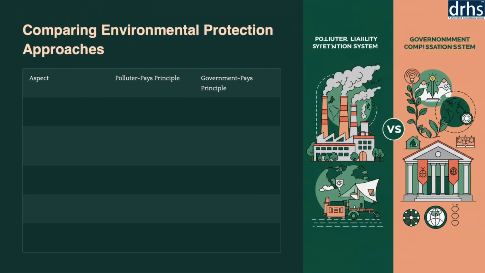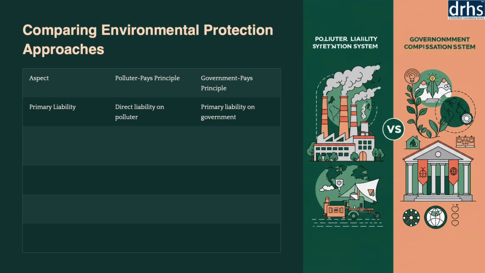Here we discuss comparing environmental protection approaches, with their aspects, for the Polluter-pay principle. The first aspect is related to primary liabilities. The Polluter-pay principle places direct liability on the polluter for environmental damage. This means that those responsible for pollution are financially accountable for the cost of managing and mitigating its impact. In contrast, the government pay principle assigns primary liability to the government, which is responsible for funding and implementing environmental protection measures.